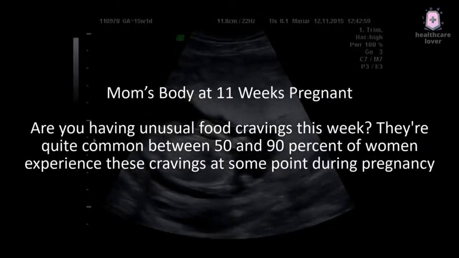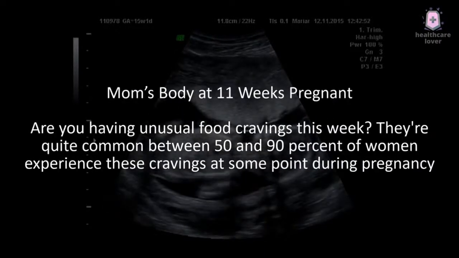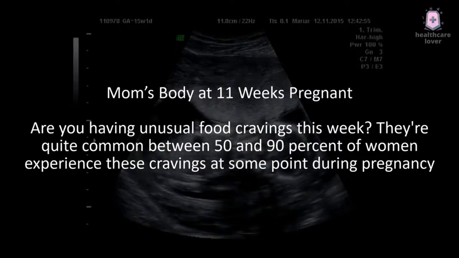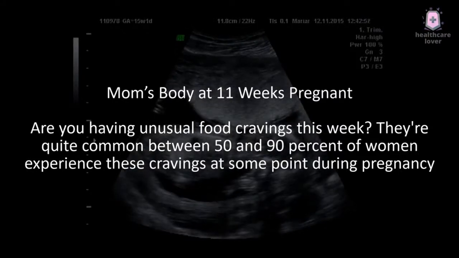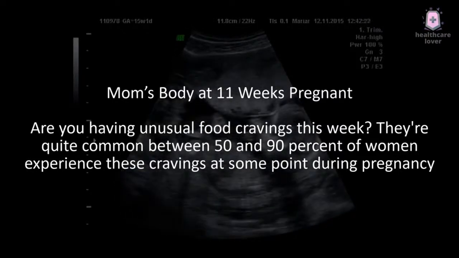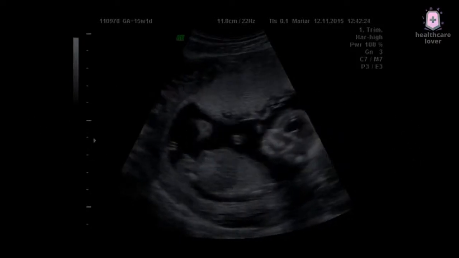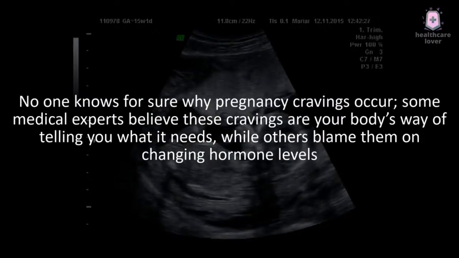Mom's body at 11 weeks pregnant. Are you having unusual food cravings this week? They're quite common. Between 50 and 90% of women experience these cravings at some point during pregnancy. No one knows for sure why pregnancy cravings occur.